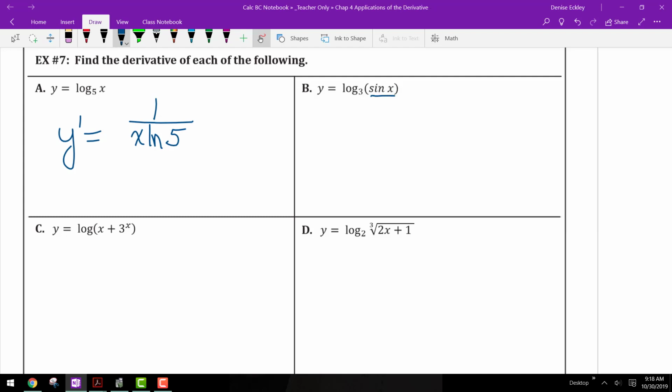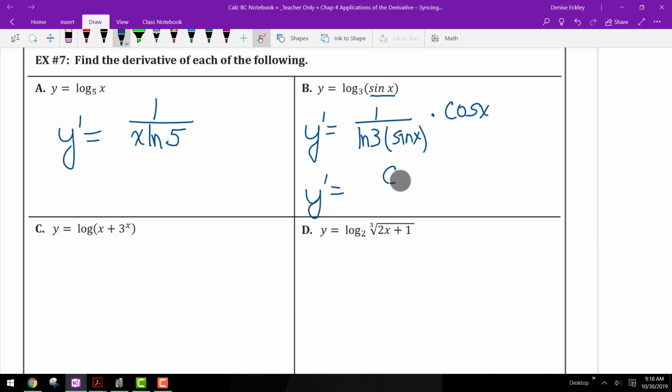Okay, next one. Now we're going to be using the chain rule because we have the function sine x in the log. So y prime is going to be 1 over our ln of 3 times that base there, sine x, and then we're going to take the derivative of sine x, so we're going to multiply this times cosine x. Oops, I forgot the s. So y prime is going to equal cosine x over ln of 3 sine x.